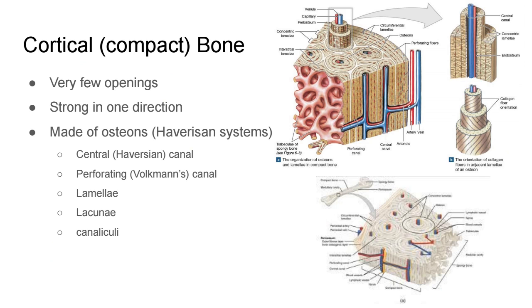So the cortical or compact bone has very few openings, right? As the compact part may suggest. It's really strong in one direction. Okay? If you look at these, you'll see how there's very few openings. The fibers are really packed in there. And so it is really strong in one direction.